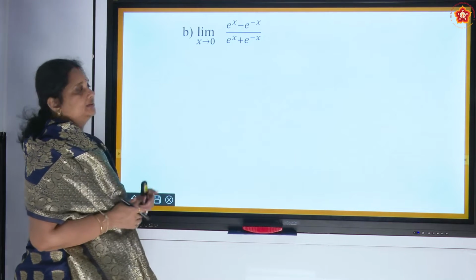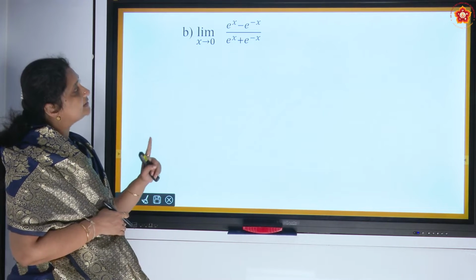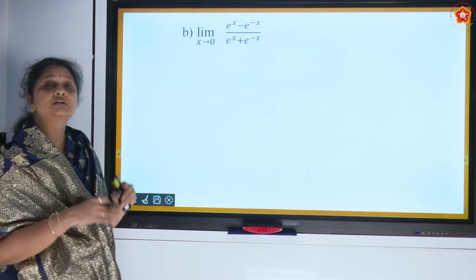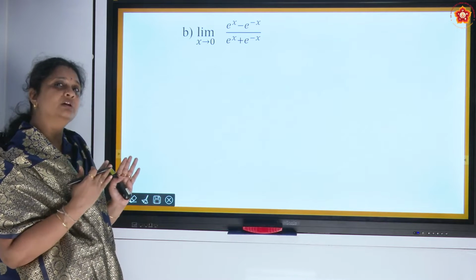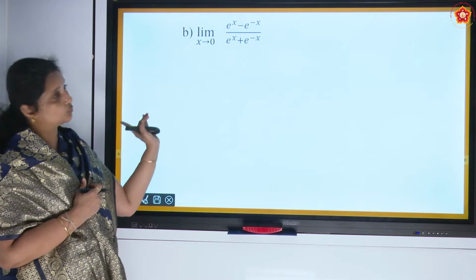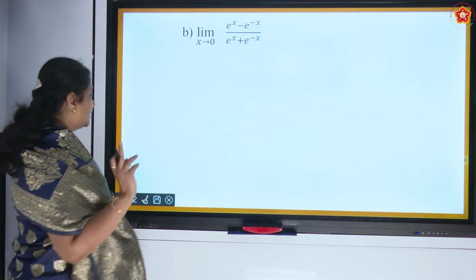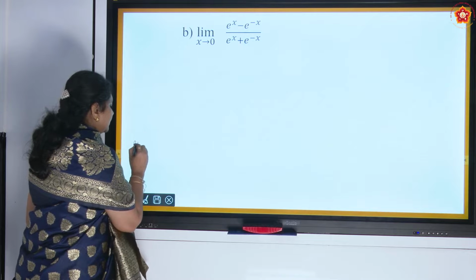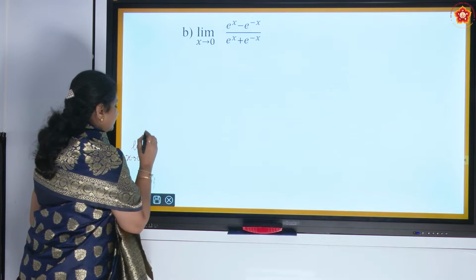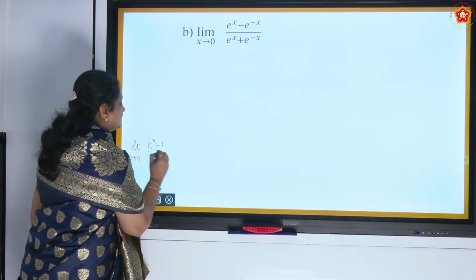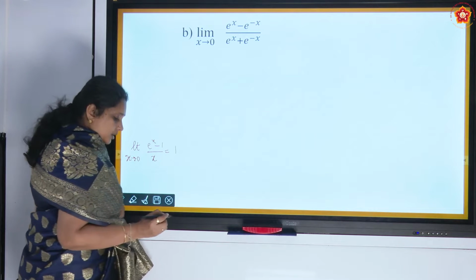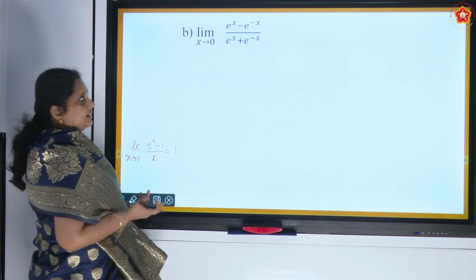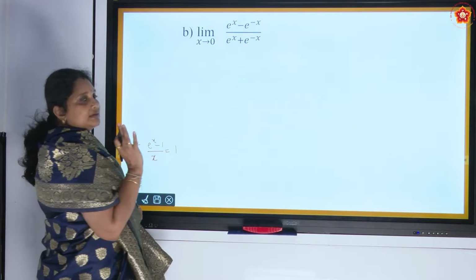So, now the next question. Limit x tending to 0, e power x minus e power minus x by e power x plus e power minus x. So, I have too many exponential functions here. Do I have any ready-made formula in the limits that I saw so far that I can use here to find the limits? I have one involving the exponential functions that we've already seen in the previous question, that limit x tending to 0, e power x minus 1 by x is equal to 1. But if you observe here, I don't have a 1, I don't have a denominator and things like that. Let me first rewrite this and see what I get.